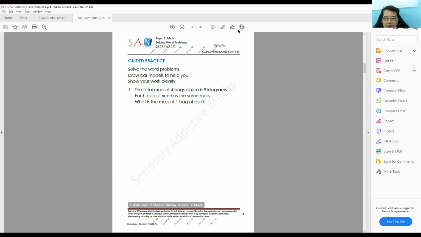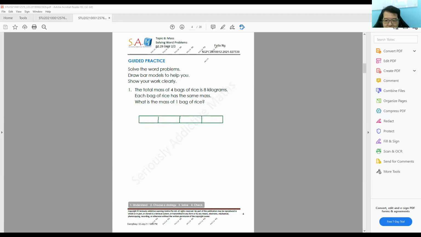So let's draw the model now. We do it sentence by sentence. The total mass of 4 bags of rice is 8 kilograms. So let's draw 4 bags, and in this case, my 4 bags will be in the form of 4 rectangles. What do I mean by 4 rectangles? Take a look here. I need to split up nicely like that. So these are all equal rectangles, equal units. Each rectangle means 1 bag.